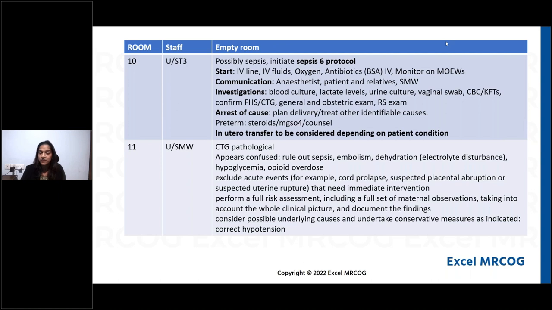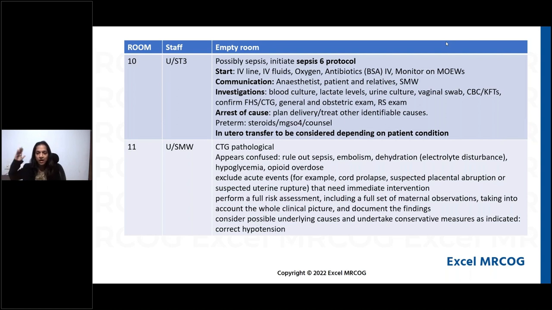Confirm her FHS, do a CTG, do a general and obstetric examination, respiratory system examination for any distress because she's septic. Then arrest of the cause would be to plan delivery. In this case, you will not talk about conservative management. This is sepsis. So you will have to plan her delivery. Okay. And if there is any other identifiable cause, like there is associated, say, UTI. Okay. It may be UTI and sepsis, and there is PPROM.